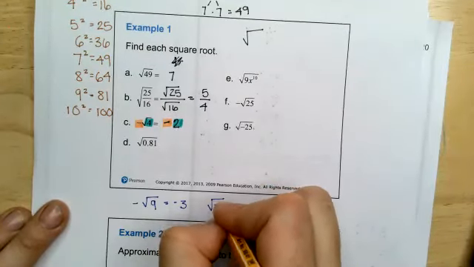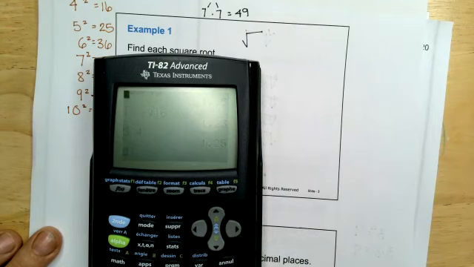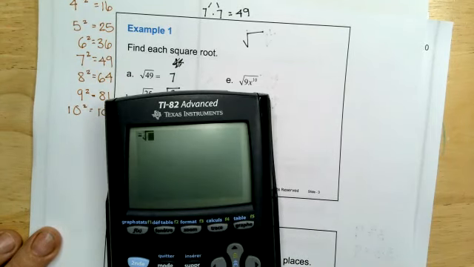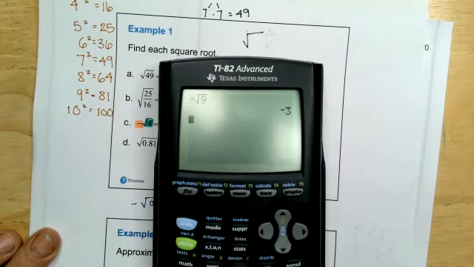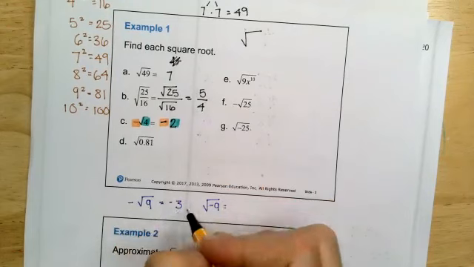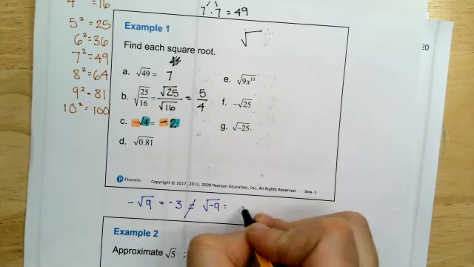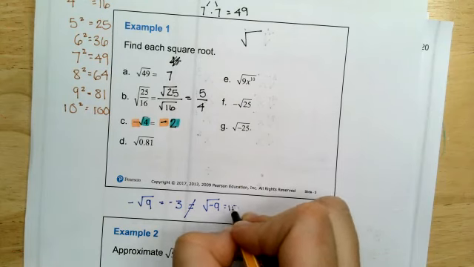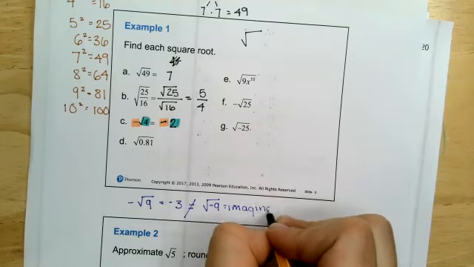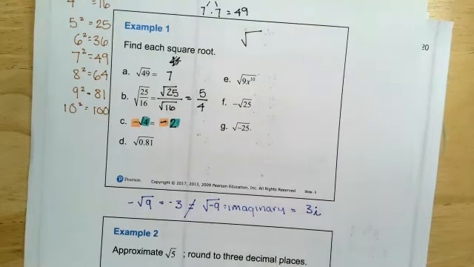But the square root of -9, let me show you that answer is true. Negative square root of 9 is -3, but the square root of -9 is not -3 or 3. It's a non-real answer. Okay. So we can just say it is not equal to -3. The square root of -9 is an imaginary number, where it would be 3i. Good. All right.